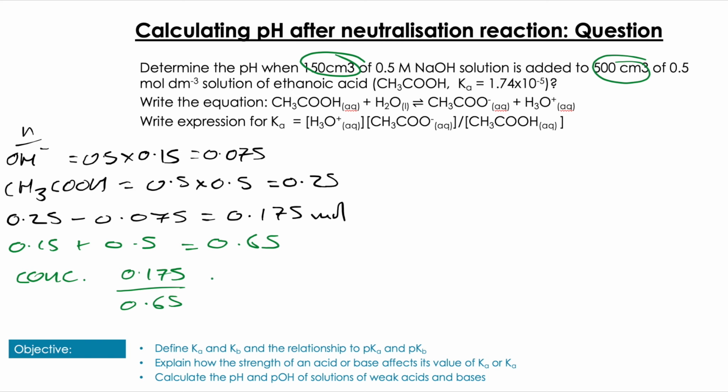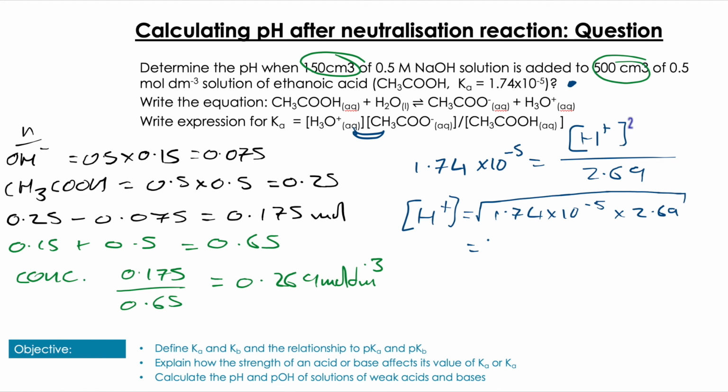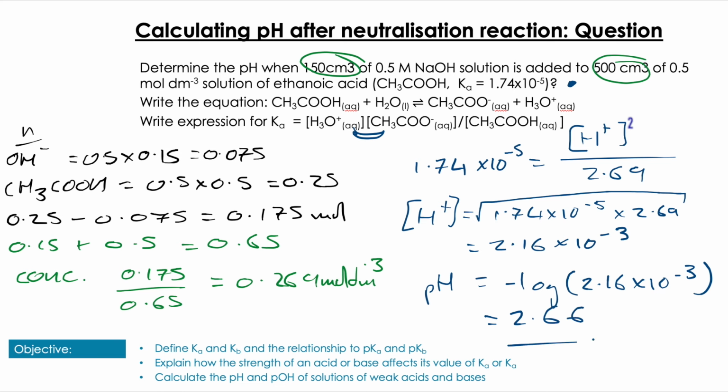Then I'm going to find my concentration by doing 0.175 over 0.65, and that gives me 0.269 moles per decimeter cubed. From there, all you're going to do is plug that into your Ka equation, making H3O+ and the ethanoate ion equal, which gives you H+ squared over 0.269. So you can do H+ concentration is equal to 1.74 times 10 to the minus 5 times 0.269, all square rooted, which gives us an H+ concentration of 2.16 times 10 to the minus 3. And then we just have to take the negative log of that, which will give us our pH, and that is 2.66. Lovely jubbly.